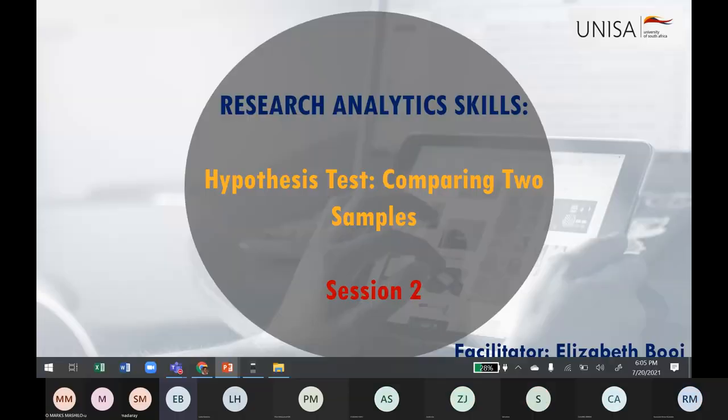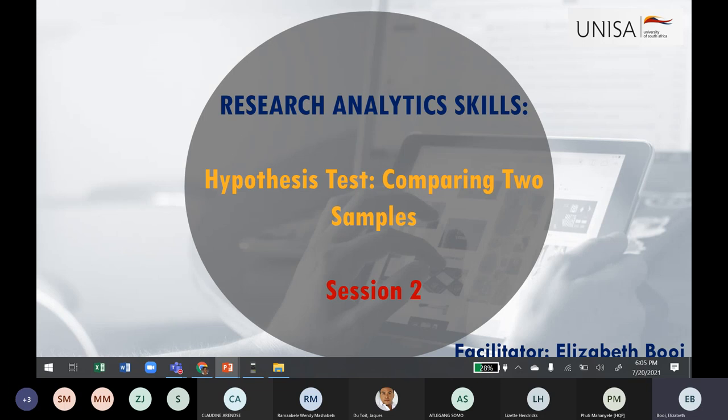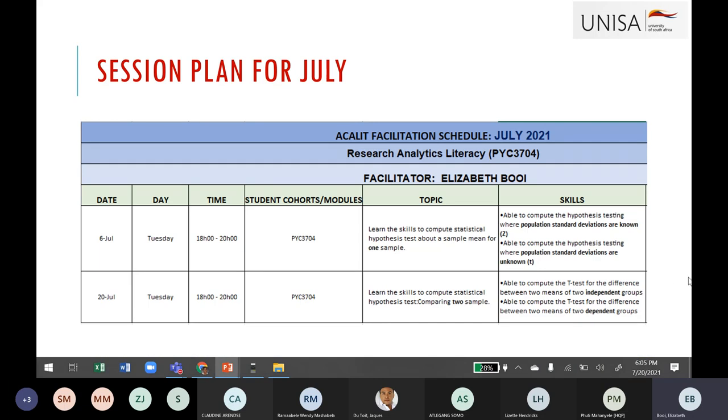Your formal session two, where we're going to discuss things around hypothesis testing comparing two samples. I know that the last time we met, we were discussing one sample. So today we're going to learn how we do this hypothesis testing when we look at two samples or two groups. So we can get to it.